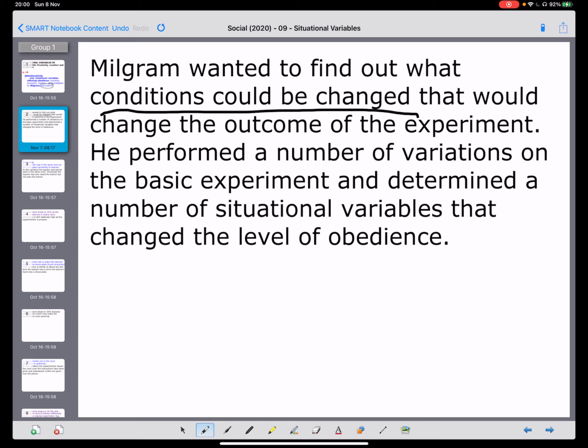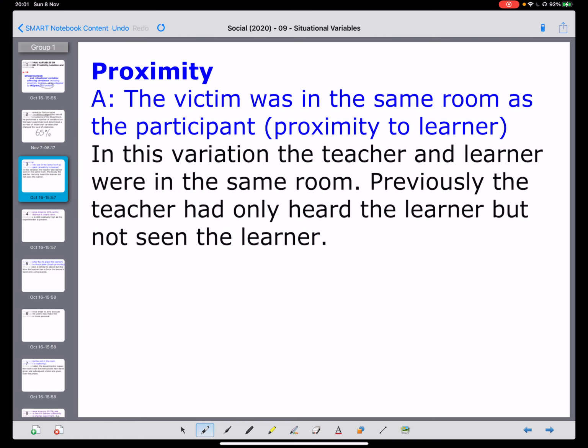So, of course, we need to have something to compare it with. And so we're going to be comparing it with the 65% obedience rate that we found in the study that we originally looked at. So according to that 65%, we can see whether obedience increased or decreased. Looking at the first variable of proximity, there are three different aspects to this. What's happening here is one variable, but several variations in the Milgram experiment.